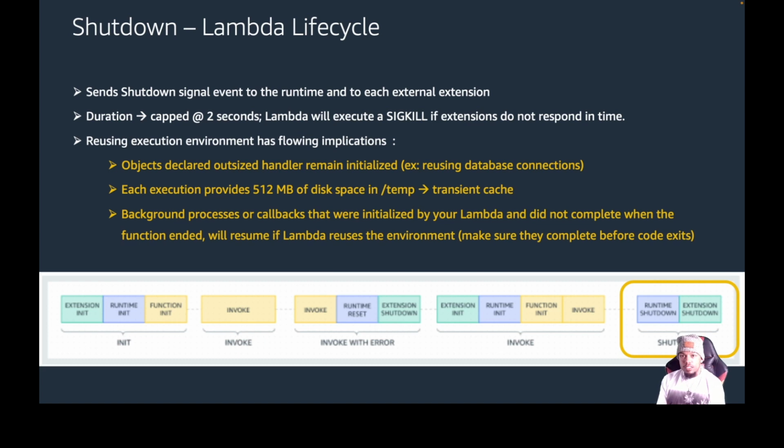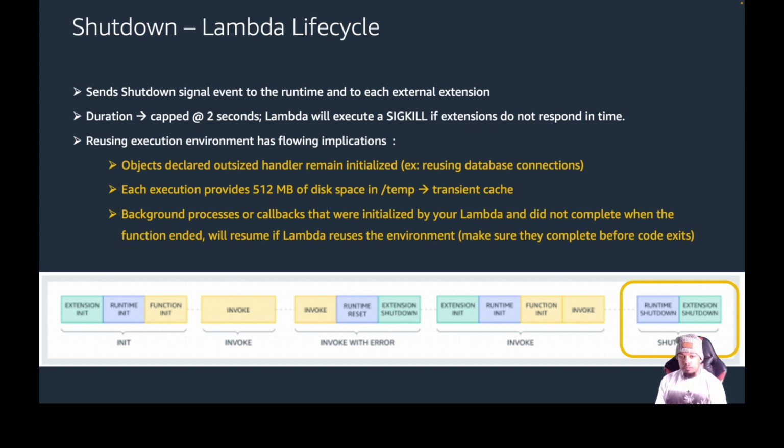The next thing is that each execution environment provides 512 megabytes of disk space in /tmp. This can act as a transient cache, and it is not against best practices to leverage it as a cache. The only caveat is that if you choose to leverage it as a cache, you have to ensure the cache is defined before assuming to use any of the variables in the cache.